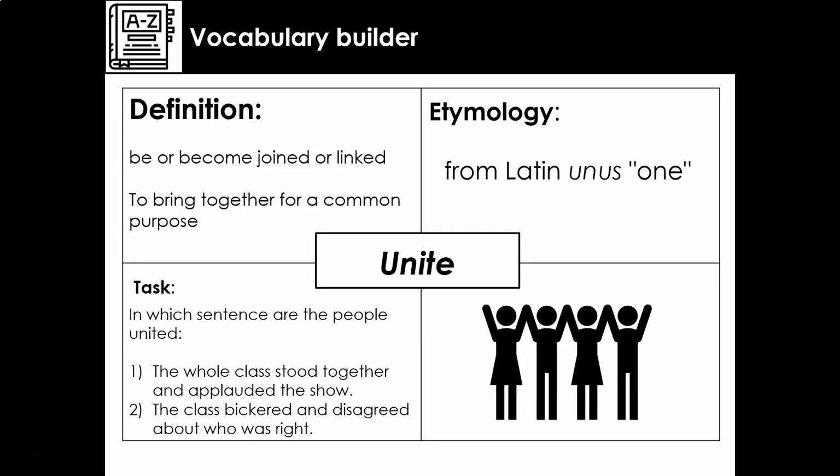Yep, that's right. We should have been looking at sentence 1. The whole class stood together and applauded the show. That shows that everybody has become one. They're joined or linked together in celebrating the success of a performance. The second sentence would not be a good example of the word unite because people are not united together as one. They are instead arguing and disagreeing.